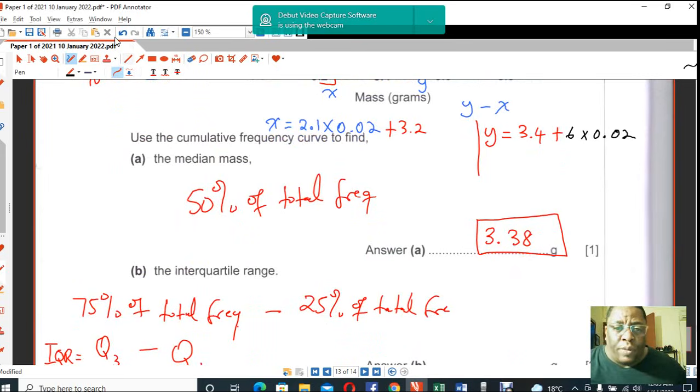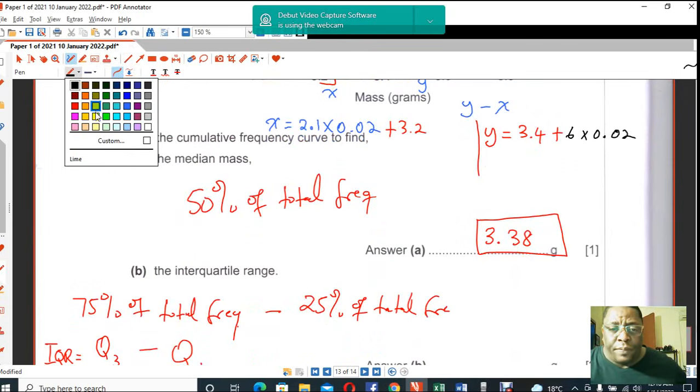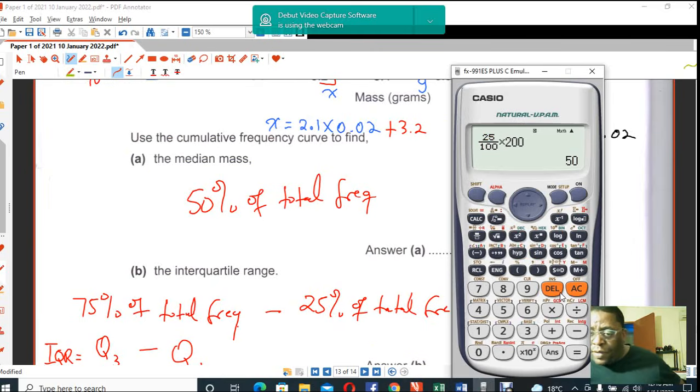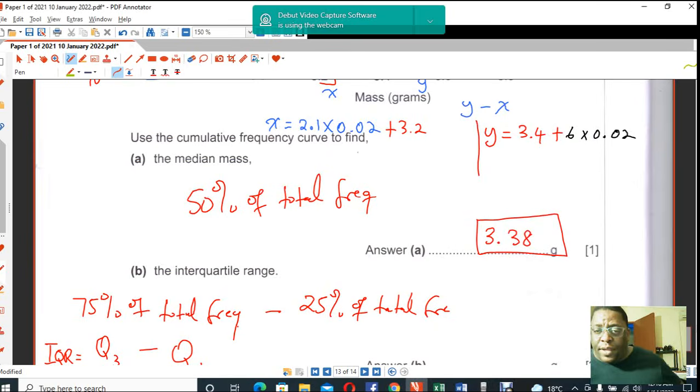Okay, let me bring in a different color pen so that we can find those values using my calculator. I'm first going to find the x value. So it's 2.1 times 0.02 plus 3.2. That gives me about 3.242. So the x value is 3.242.